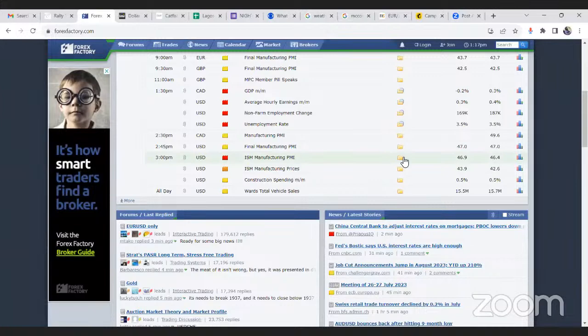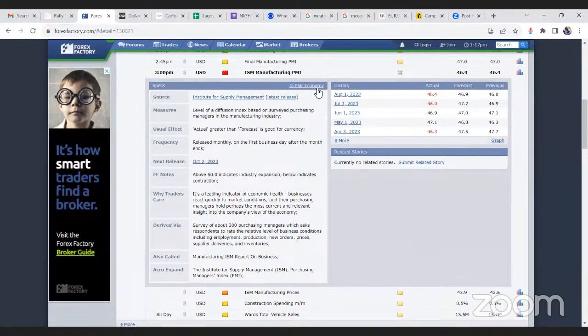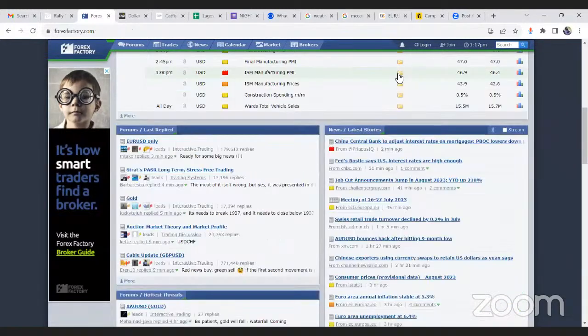ISM manufacturing PMI. ISM is always released monthly on the first business day after the month ends. That's why it's released tomorrow, because tomorrow is the first business day in the new month of September. So what's happening? It means that something abnormal, something strange, is going on.